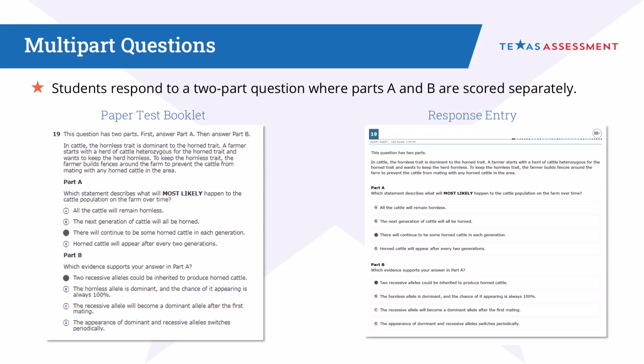For multi-part questions, students respond to a two-part question where parts A and B are scored separately. In many cases, Part B asks the students to give evidence or explain their thinking for their answer to Part A. In this example, students mark their answers for Part A and Part B. In RE, select the same answers students indicated. If a student marked more than one answer for Part A or Part B, leave that part blank in RE.